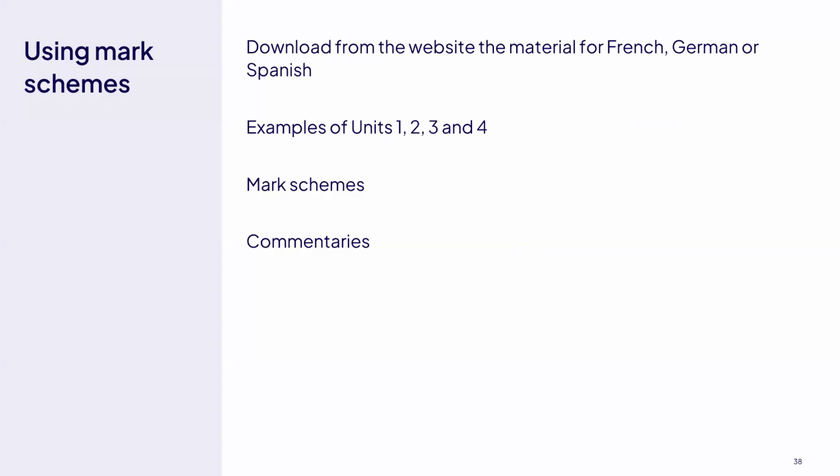So just, we can have a bit of a think about the mark schemes. Just make sure that you've got copies of the material from the website that you've downloaded. Remember that we've got examples of units 1, 2, 3, and 4 sample assessment papers. Make sure you've had a look at all of those. Get those alongside the mark schemes, and also have a look at the commentaries that are available.